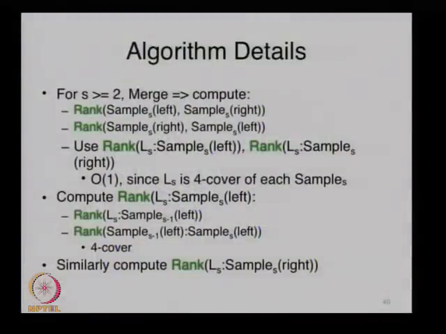Now, how do you find the rank of the list in the new samples? The previous statement says that to find those ranks, you're going to use the rank of LS in the sample left and the rank of LS in the sample right. How do you compute LS in the sample left? By going to the previous stage, because it was a four cover of the previous stage. So to find the rank of LS in the new sample, I'm going to find the rank of LS in the old sample and the rank of the old sample in the new sample.